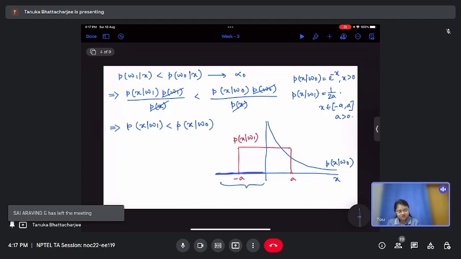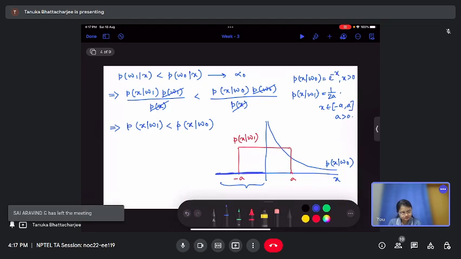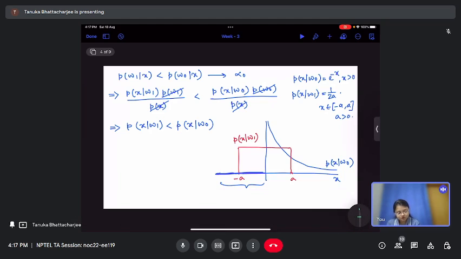So, in this region the decision will always be alpha 1, that is x belongs to omega 1, right. Because for alpha 0 this probability of x given omega 1 should be low, for alpha 1 the probability of x given omega 1 should be high. So, in this region it is always high. So, we can take the action as alpha 1 for this region.